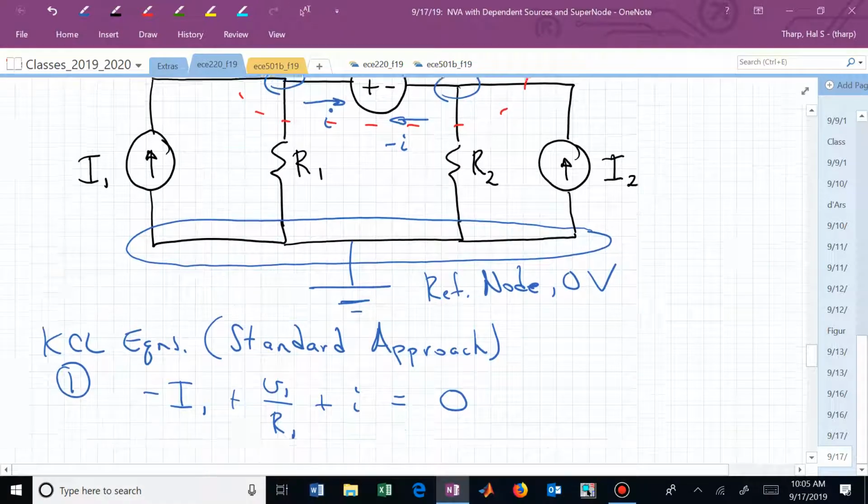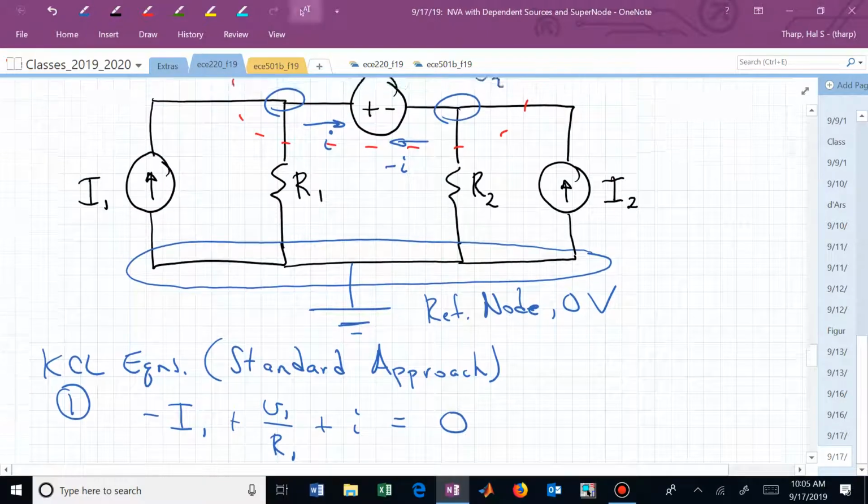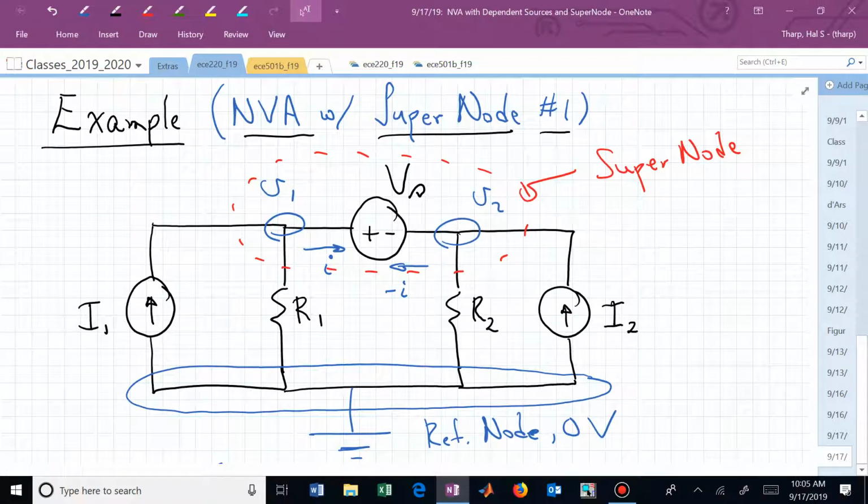If we're paying attention, though, what do we have here? We have one equation. How many unknowns? I sub 1 and I sub 2 are given, but we still do not know V1 and V2. We have two unknowns in one equation. We need another equation. Looking at this circuit, do you see how to find another independent equation?